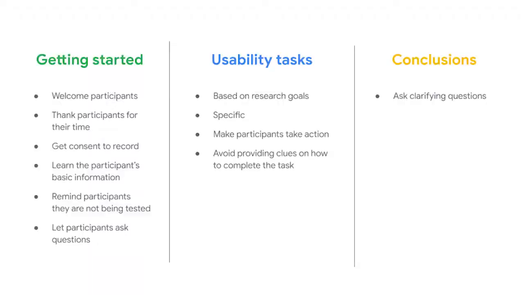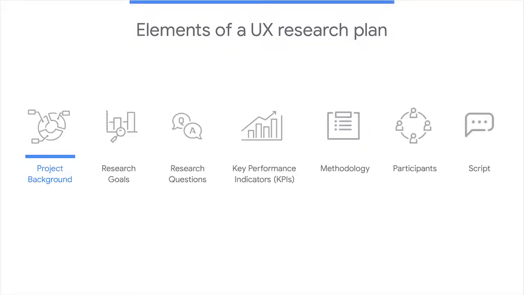Ask any clarifying questions you might have, end the video recording, and then thank them for participating. That's it. You now know the 7 elements of a UX research plan: the project, background, research goals, research questions, key performance indicators, methodology, participants, and script. You're ready to create your own plan, and you've completed the first of the 4 steps in a UX research study: plan the study. Congratulations.